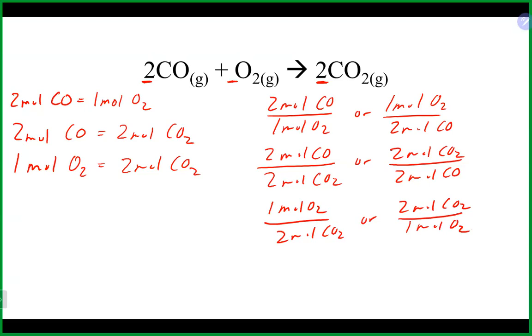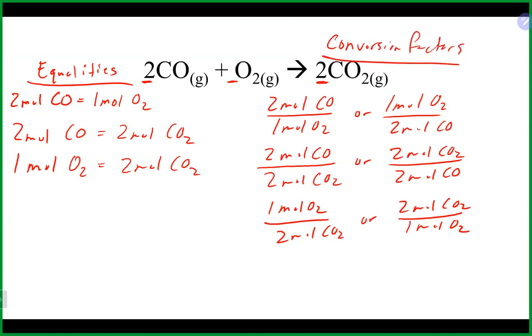So once again, from this equation, there's a lot of information that we can use to solve problems. We have these 3 equalities, and we have these 6 conversion factors. First off, any questions on how I got all those there? And again, they're nothing more than just the actual coefficients from the balanced equation.